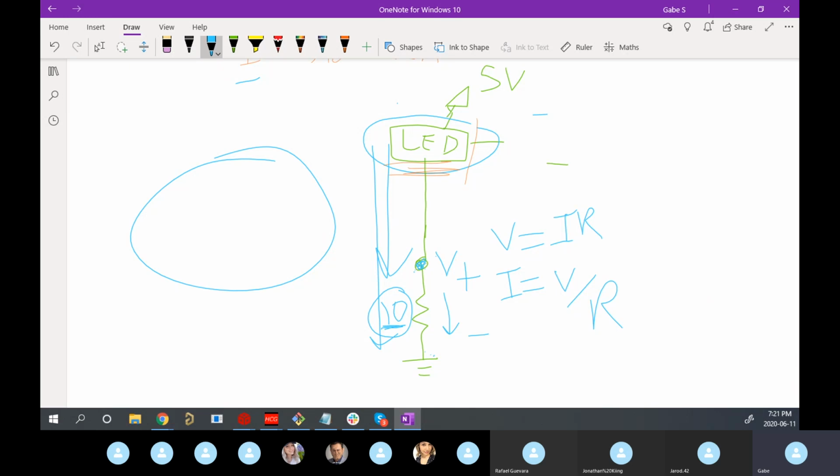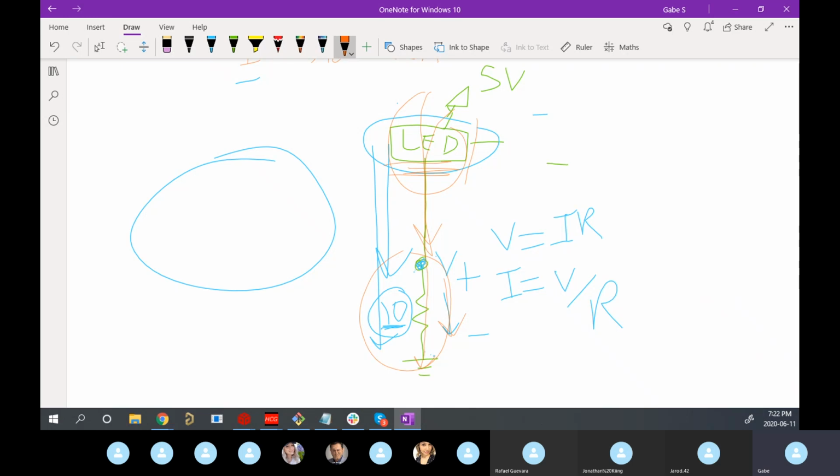And by virtue of how series circuits work, because this resistor is in series with this LED, that same current is flowing through this whole thing. So if I can calculate the current flowing through just the resistor, I've been able to calculate the current flowing through the whole LED path. Does that make sense? Oh, okay, yeah, it makes sense now.